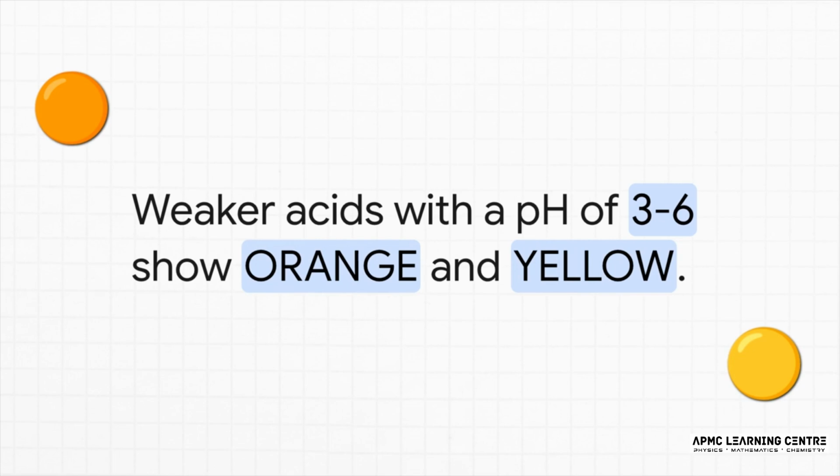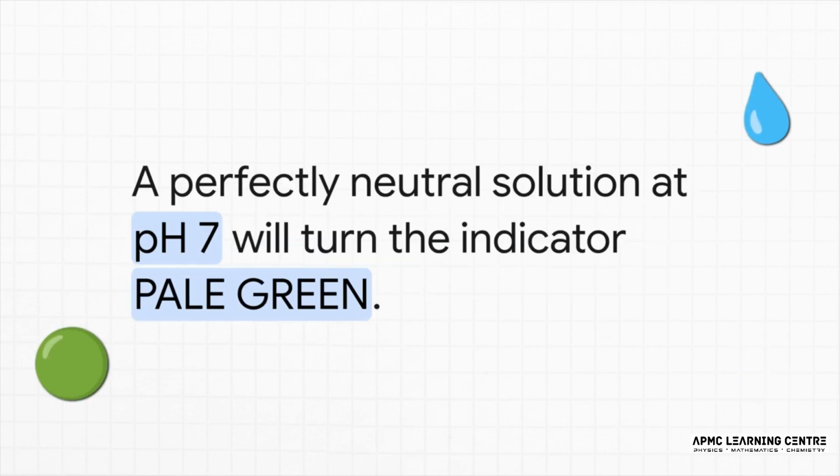As that acid gets a bit weaker, we just move along the rainbow to O and Y. That's orange and yellow. So for a pH in the 3 to 6 range, you'll see these warmer colors. If it's yellow, you still have an acid, just not nearly as powerful as the one that turned red. And right in the middle, at a perfect pH of 7, we land on G for green. This is our neutral zone. Think pure water. It gives you this calm, pale green color. So in this case, green means you're perfectly balanced.